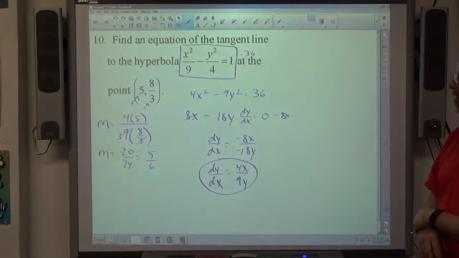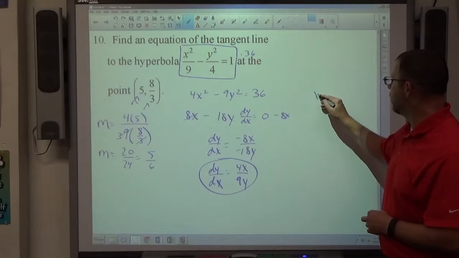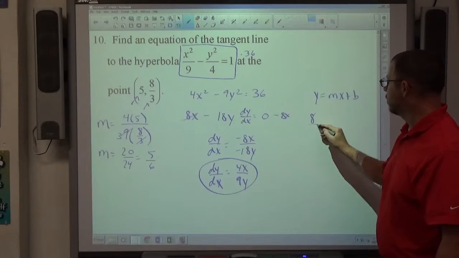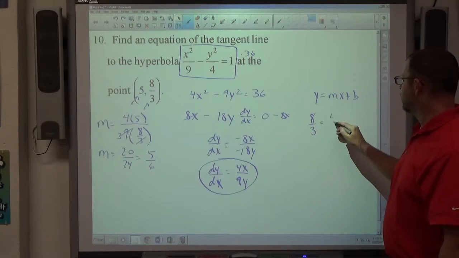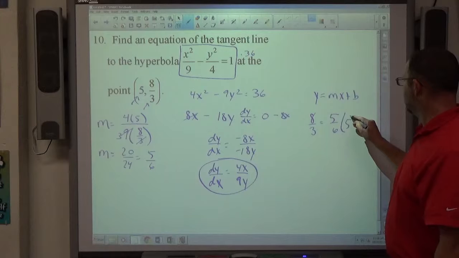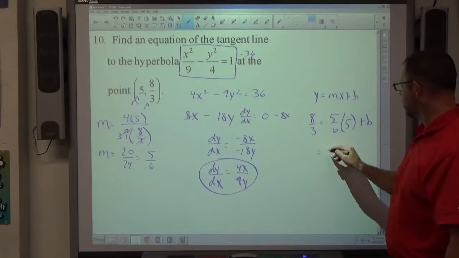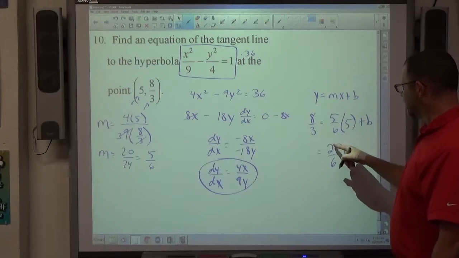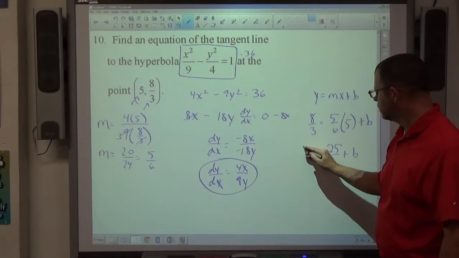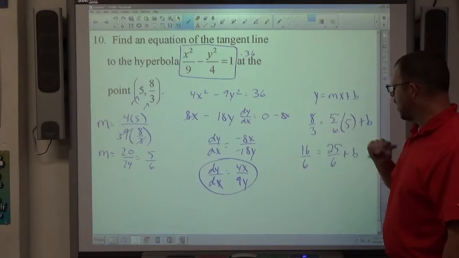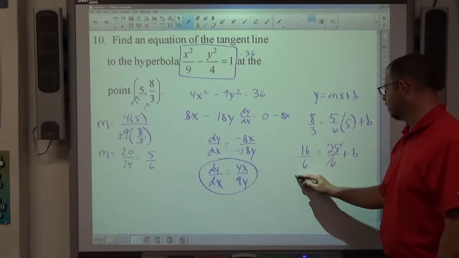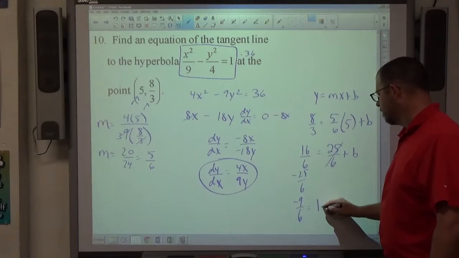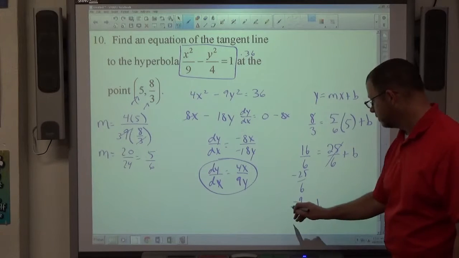Point of tangency is 5, 8/3, so at this point I go to y equals mx plus b. Substitute everything I know in. Y is 8/3, slope is 5/6, x is 5, and b is what we don't know. 5/6 times 5 is 25 over 6. And since that's over 6, I want this to be over 6. Double both top and bottom, we get 16/6. Subtract 25/6 from both sides. We get negative 9/6 equals b, better known as negative 3/2.